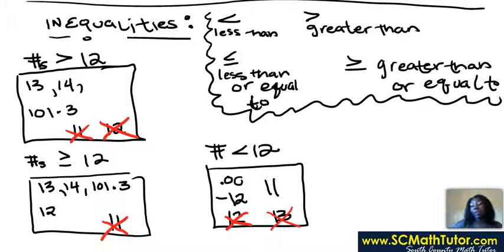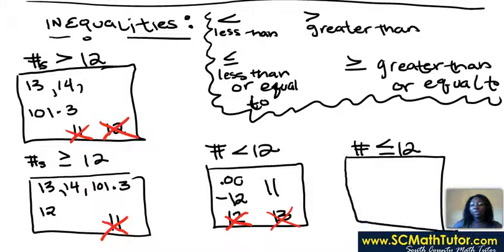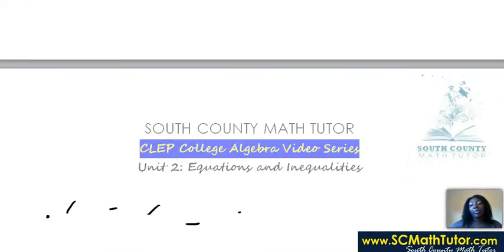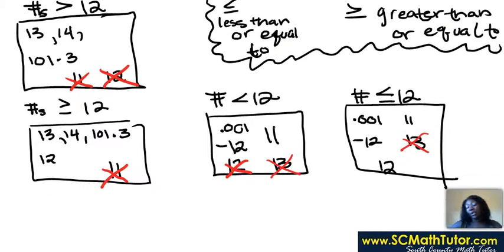Now, how about numbers that are less than or equal to 12? Okay, numbers that are less than or equal to 12. So again, 0.001, 11, negative 12. Okay, 13 is not less than 12. But now 12 is included. 12 is less than or equal to 12. Therefore, 12 is less than or equal to 12.